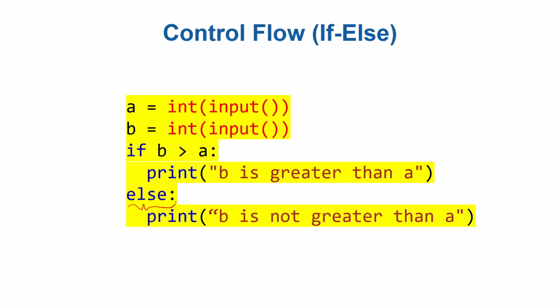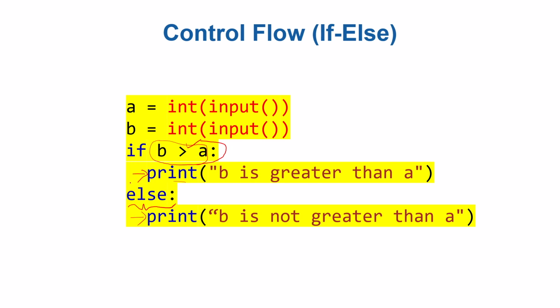The else clause, or the else part of if, is as the name suggests: if this particular condition is true, then go there. If this is not true, which means else, go there. So if this is true, then you land here. If this is false, then you land in the else part for sure. And in this example, if B is greater than A is true, then you print this thing. Otherwise, A might be greater than B, or A might be equal to B. Either way, you land in the else part.